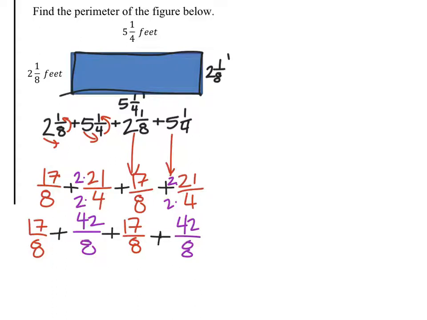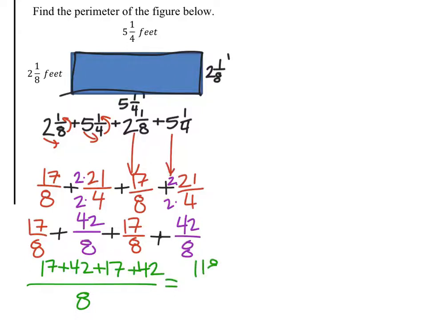Everything is in eighths, which means I can just add those together. 17 plus 42 plus 17 plus 42. Again, this is in eighths. What would that be? 59, 118? So it's 118 eighths. And that was great, right? I mean, we rocked that thing. That was pretty quick. But what do we notice here at the end?